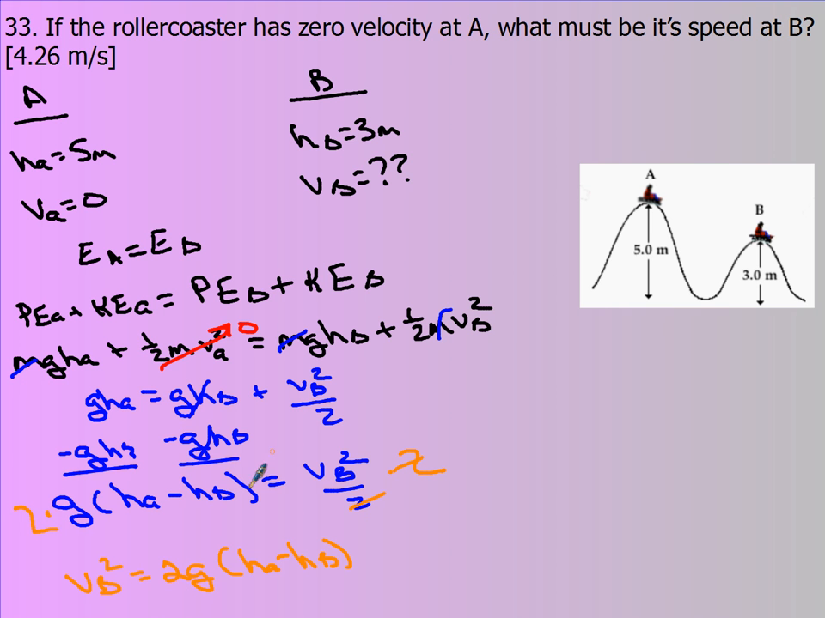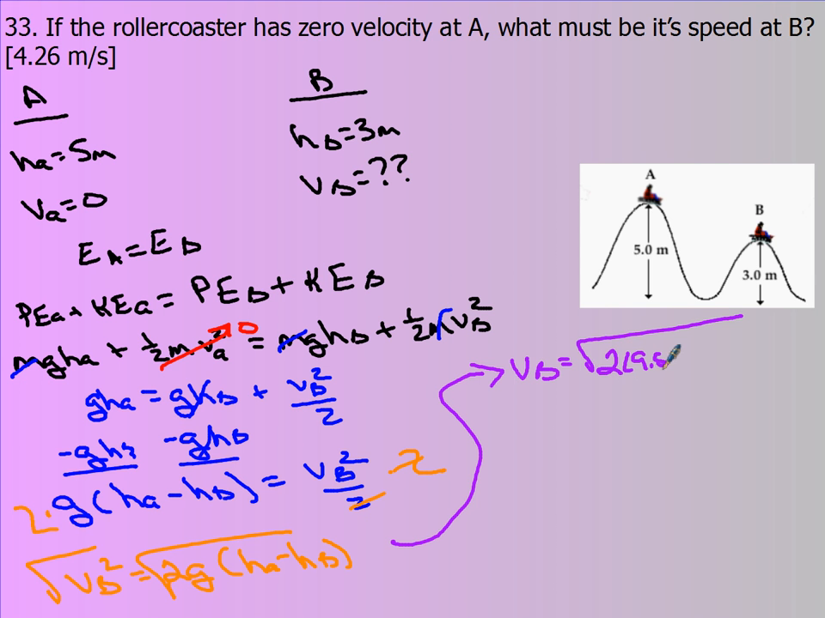Now I'm having trouble seeing this, so I'm going to switch colors after I square root. The velocity at B is the square root of 2 times 9.8 times the height of A, which is 5, minus the height of B, which is 3. Go on, and this is 2 times 9.8 times 2. Go on and do this calculation under the radical. 2 times 9.8 times 2 is the square root of 39.2. Is that right? Let's see. 2 times 9.8 times 2 is, yep, 39.2. And the square root of 39.2 is 6.24.